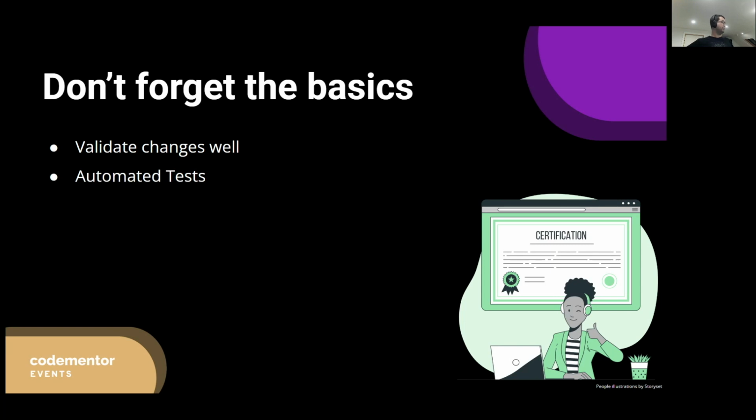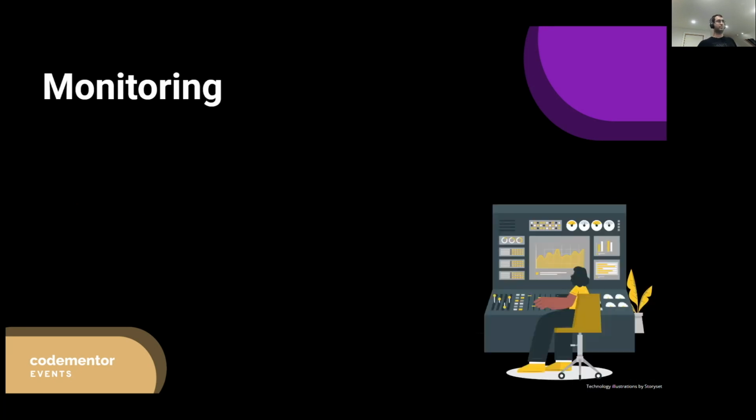We can use automated tests. We should use automated tests. I'm a big fan of that. I would always push for more automated tests, but sometimes we also have to use manual tests. But the important message is: don't forget the basics, and overconfidence is dangerous. If we forget to do the basics, it could go bad, and we don't want that if it's going directly to production. The second topic is monitoring.